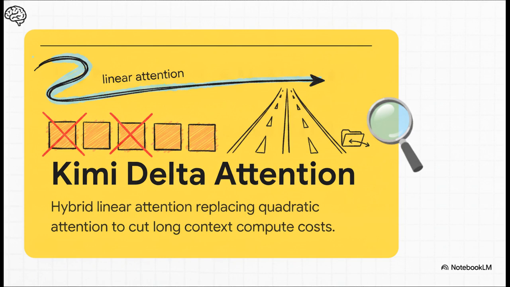Enter Kimi Delta Attention, or KDA. Simply put, this is a hybrid linear attention mechanism. Standard attention mechanisms scale quadratically, meaning if you double the context, the compute cost quadruples. KDA completely replaces that standard quadratic attention in a subset of the model's layers. Think of it kind of like a highly efficient filing system. Instead of constantly rereading every single document just to find a connection, KDA compresses and retrieves memories in a linear fashion. That saves massive amounts of compute while maintaining the model's full expressiveness for complex tasks.